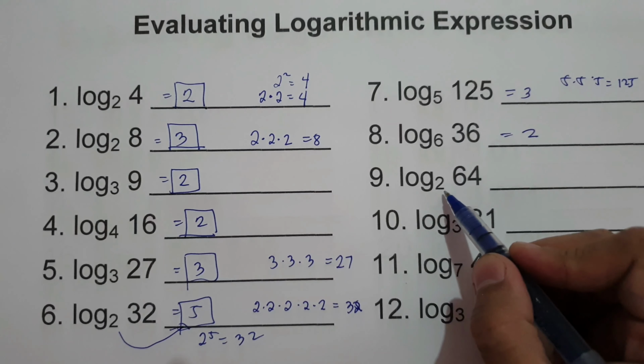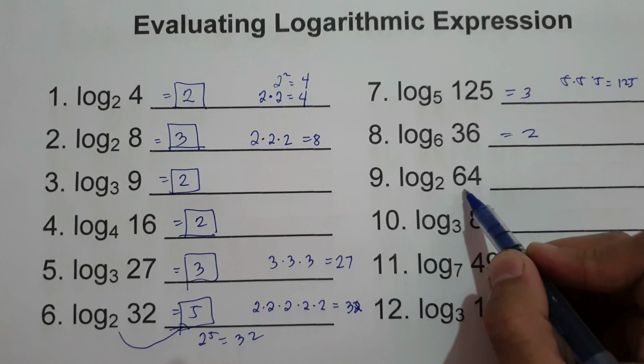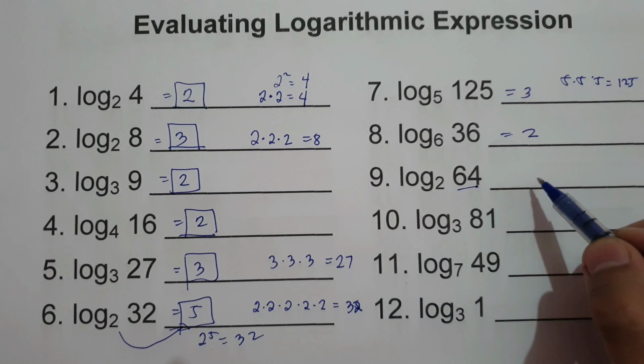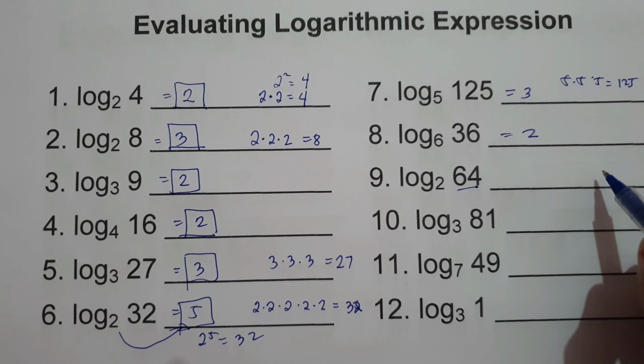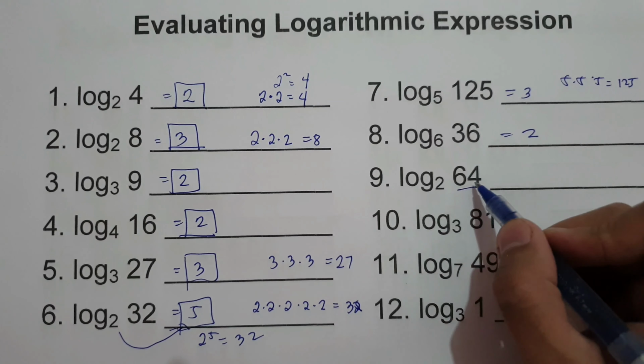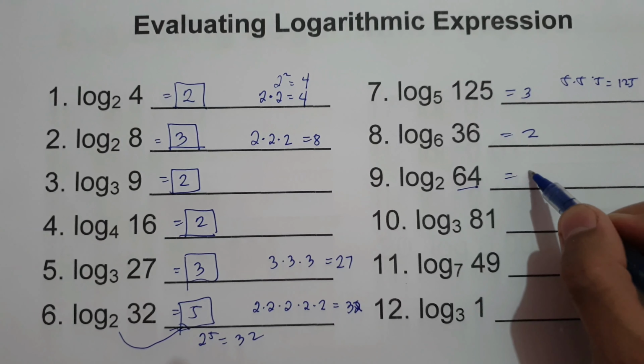Log 64 to the base 2. How many 2's do we need to multiply to get 64? So we all know that 2 raised to 5 is 32. Therefore, 2 raised to 6 is 64. So log 64 to the base 2 is 6.